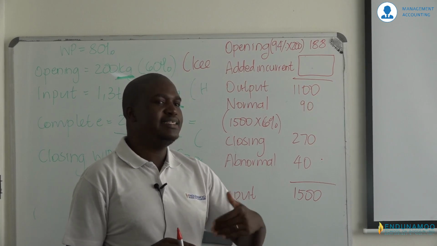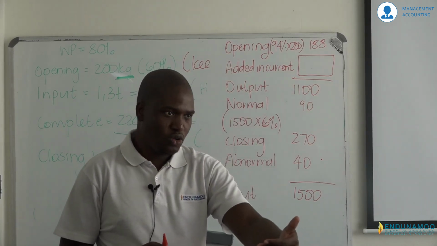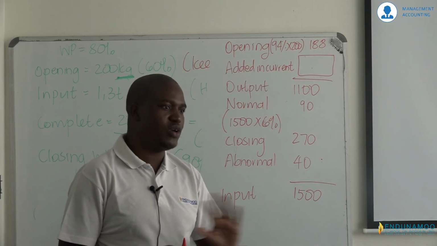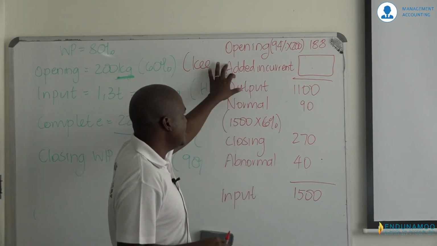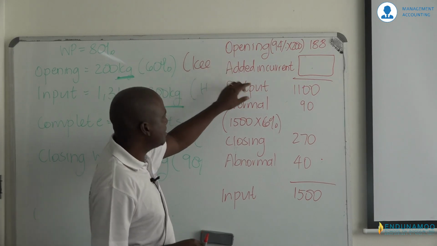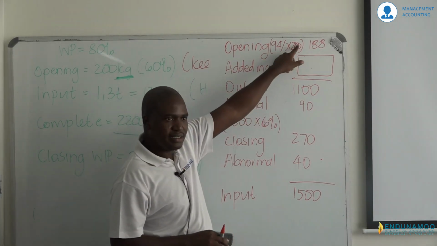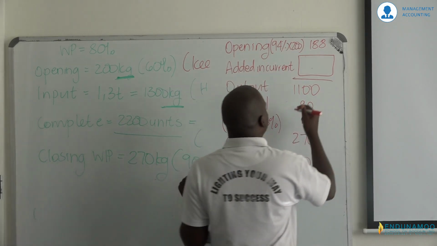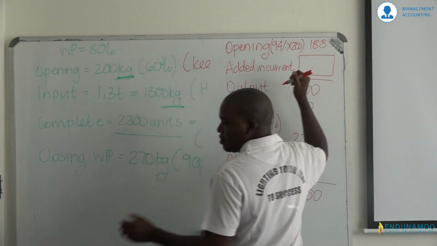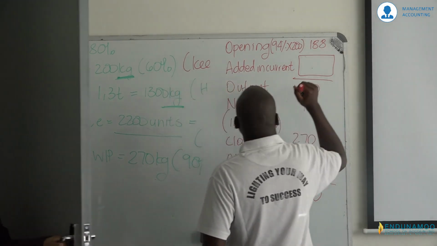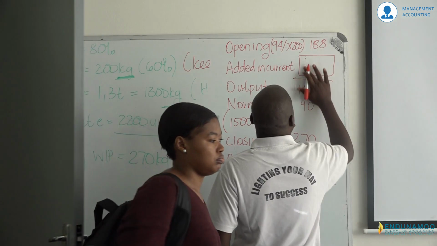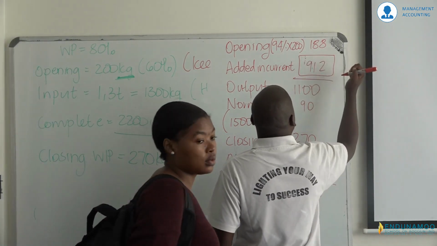So you only deal with the opening stock, and then you balance off with the added in the current period. Always. Do not calculate this. Always balance this and this with the output together. So how much will the balancing figure be? 912. Like this.